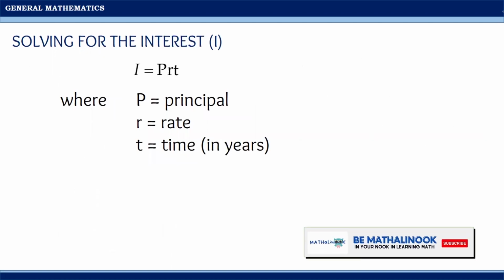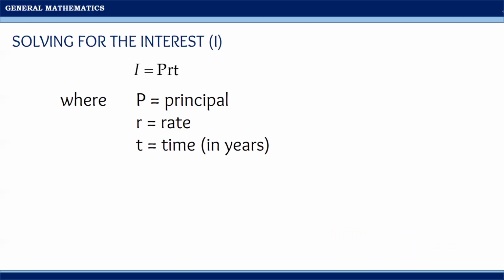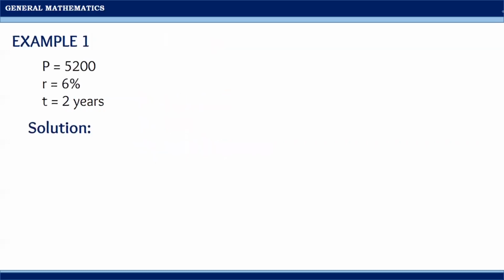Solving for interest, we will be using the formula I equals P times R times T, wherein P is the principal, R is the rate, and T is the time in years. Let us consider this example.